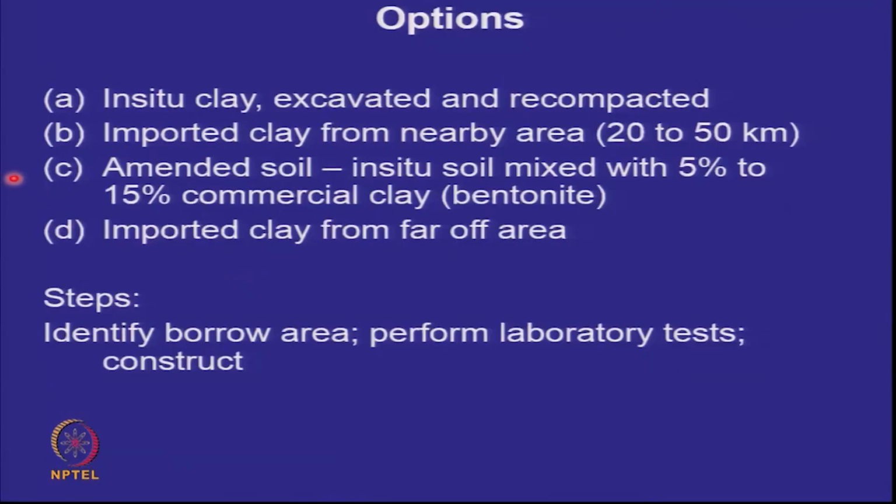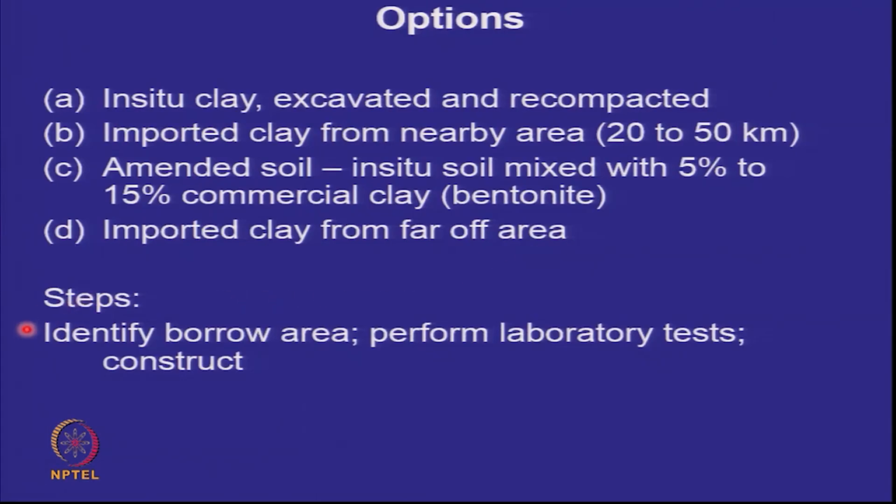And we said typically at a site we'll have 4 options: use the in situ clay if it is available, excavate and recompact. If clay is not available, we'll have to import it from a nearby area. If that is not the case, we can amend the local soil by adding 5 to 15% commercial bentonite to it, and the permeability will typically fall below the required level. Or you may have to import a clay from a far-off area.